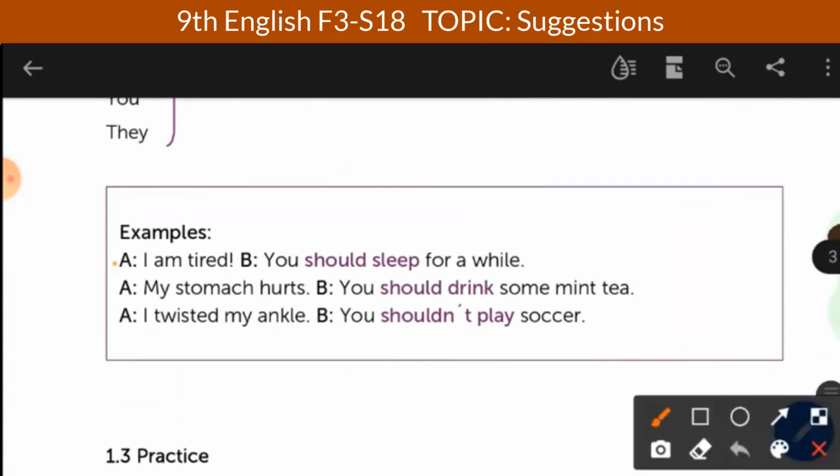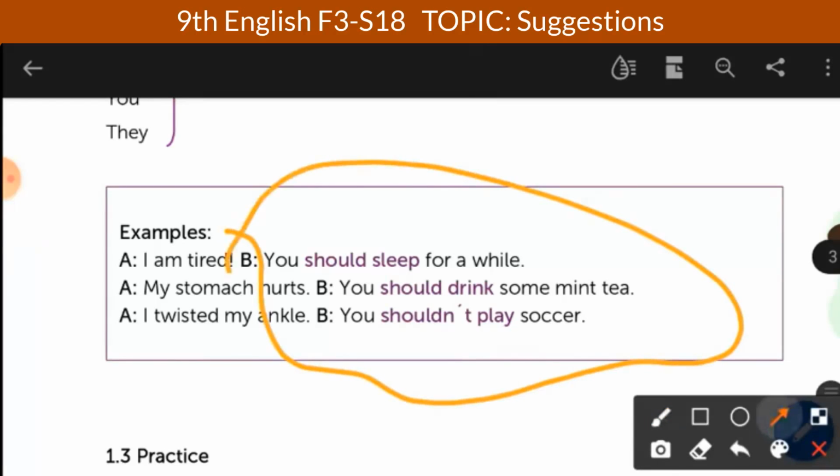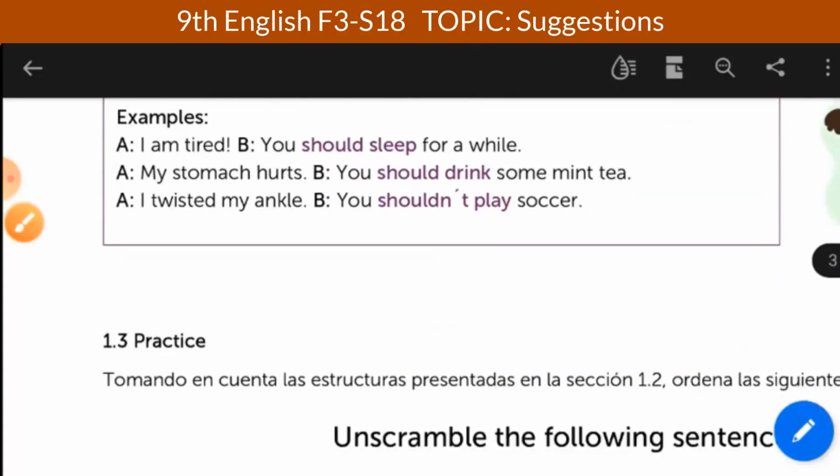Okay, una persona dice I am tired y el otro le contesta you should sleep for a while. He's offering advice. She's making suggestions. Oh, my stomach hurts. Me duele el estómago. You should drink some mint tea. I twisted my ankle. You shouldn't play soccer. See? This person is giving advice or making suggestions using the expression should. Okay? Should and shouldn't. Practice.